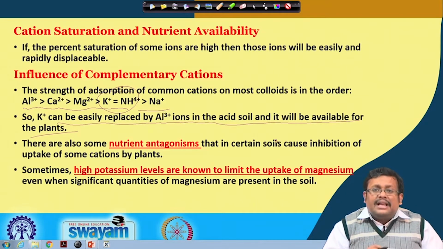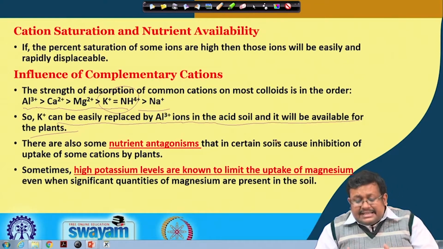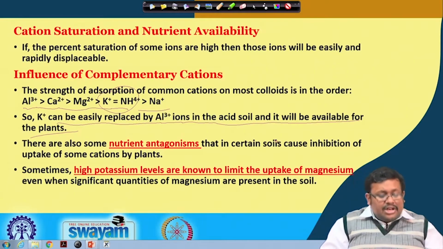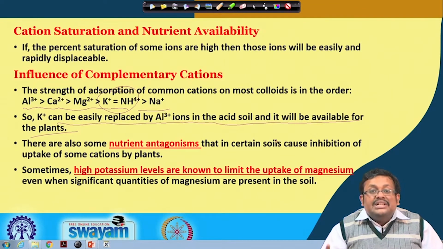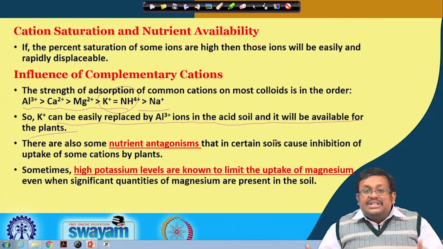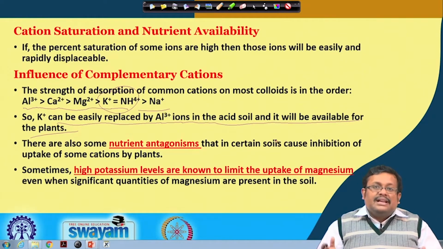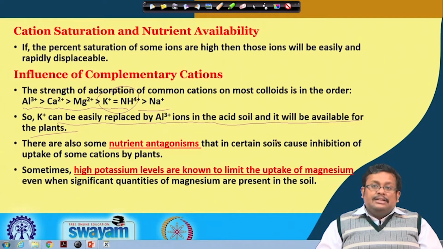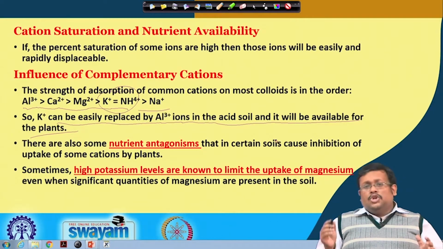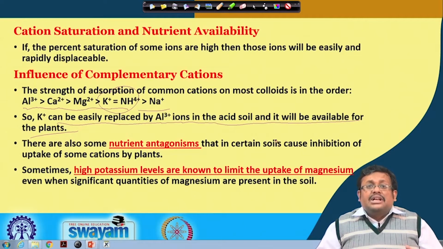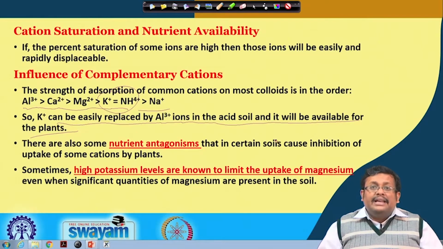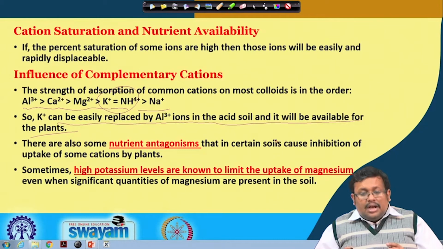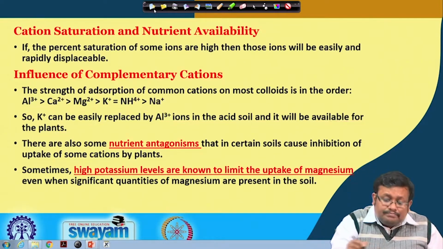There are also some nutrient antagonisms. This is another important aspect. In certain soils, nutrient antagonism causes inhibition of uptake of some cations by plants. For example, sometimes high potassium levels are known to limit the uptake of magnesium. That means potassium and magnesium have some nutrient antagonism, even when significant quantities of magnesium are present in the soil. So, that shows the different interactions or influences of complementary cations in the soil system.